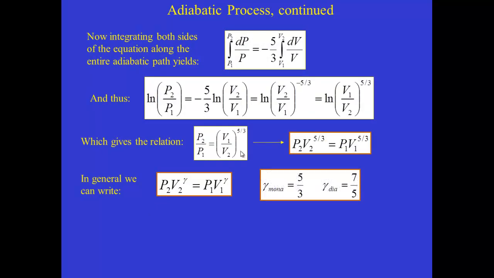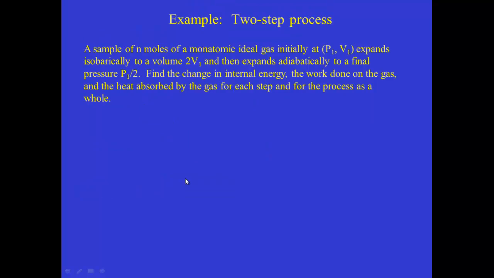So, we've now finished our consideration of special thermodynamic processes, and we'd like to begin looking at processes that involve more than one of these. And the example that we'll look at in class involves a two-step process that has first an isobaric expansion and then an adiabatic expansion. And we'll use this to give us practice for calculating thermodynamic quantities like the internal energy change, the work done on the gas, the heat absorbed by the gas, and so on.